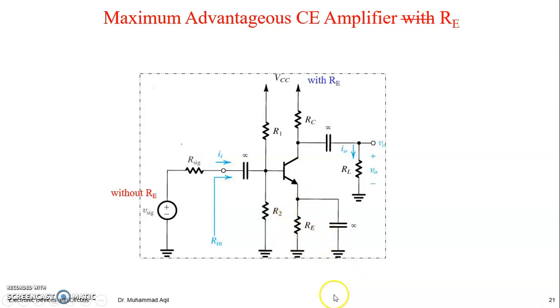So in this way, your amplifier has good independence of beta, and your gain is improved. Now RE is not part of the AC signal path, so your gain is improved.